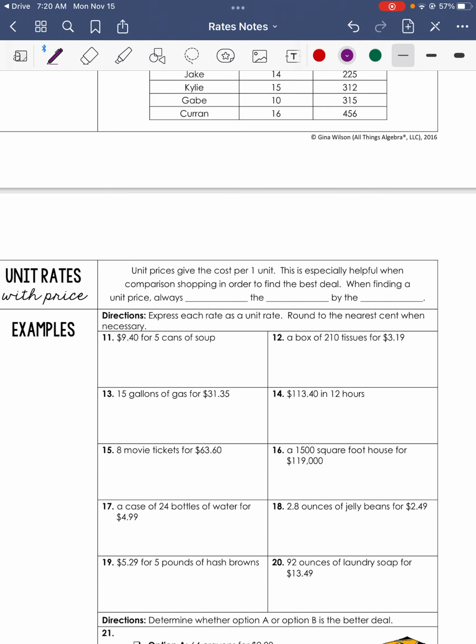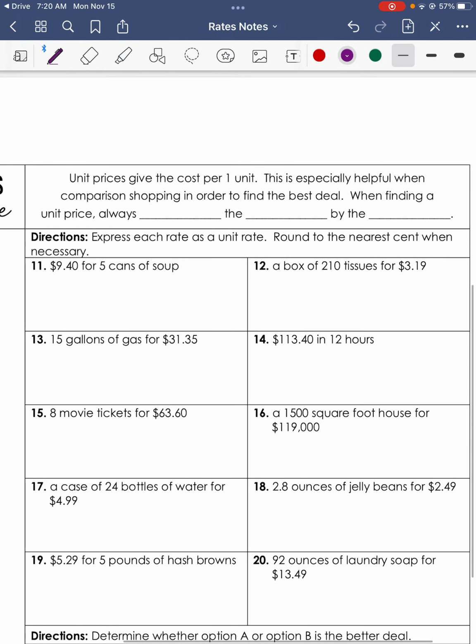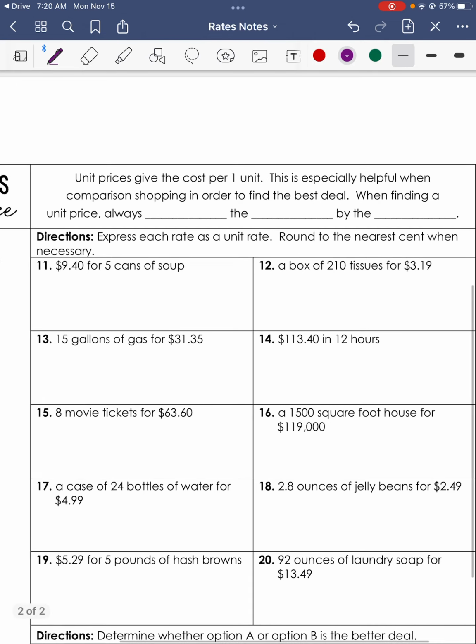Okay, now we're going to look at unit rates with price. So this is like a price per whatever the thing is. Unit prices give the cost per 1 unit. This is especially helpful in comparison shopping in order to find the best deal. When finding a unit price, always divide the price by the quantity. And quantity means just the number of things.